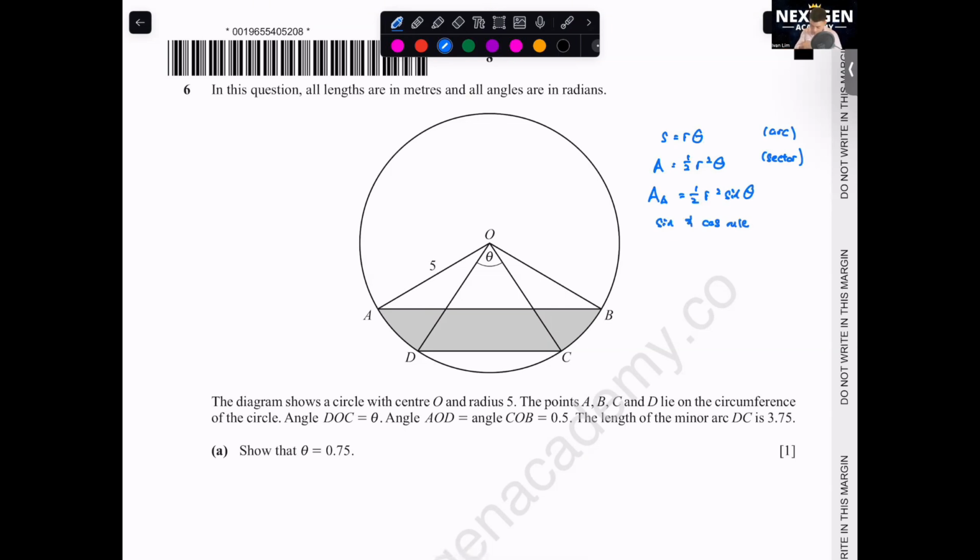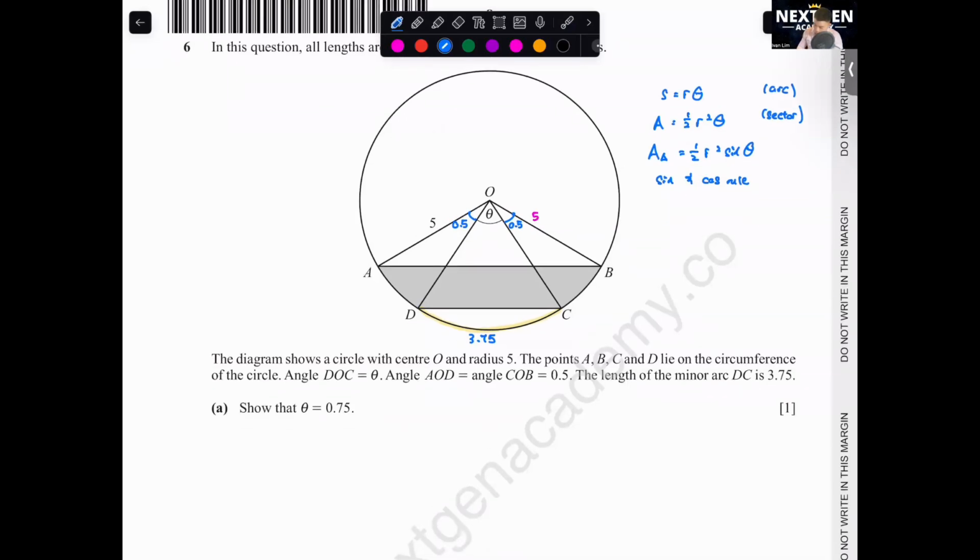Okay, they give you all this information. They say DOC is theta, radius 5, AOD equals COB, which is equals to 0.5. Let's label all of these down first. We've got here 0.5, here also 0.5. Radius is 5. It means all of these also 5. The length of the minor arc is equals to 3.75. This part here is equals to 3.75. Show that theta is equals to 0.75. One mark question only.